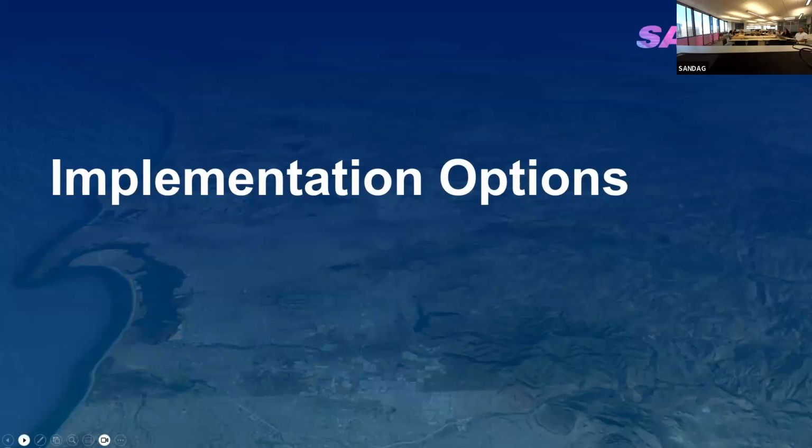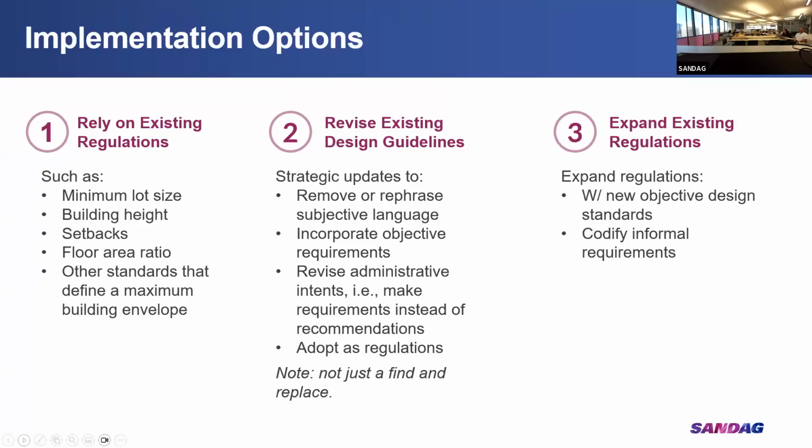Right, thank you. Next slide. So we've summarized a variety of options to implement design standards. At the bare minimum, you can rely on existing regulations and be compliant with this requirement. Your code likely has development standards such as lot size, building height, setbacks, floor area ratio, and other criteria that regulate maximum building envelope. So that does comply.